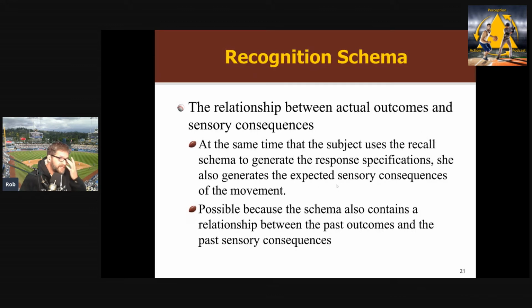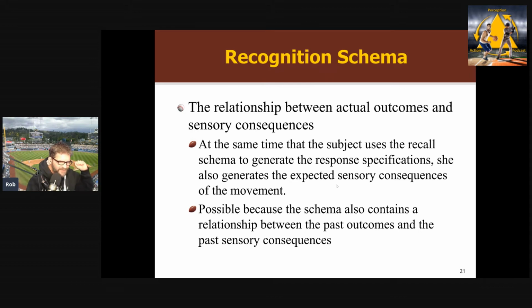The other schema is the recognition schema, and this comes from an interesting concept. I'm going to talk about this in more detail on the podcast at some point. This is, to me, one of the most enduring ideas of Schmidt's, right? It's not necessarily just his, but it's in a lot of things you'll see now. For example, predictive coding. It's not the same idea, but the general idea of generating. So the idea of the recognition schema is that at the same time we're programming a movement, we're generating predictions about what sensory consequences we should receive from that movement, right?